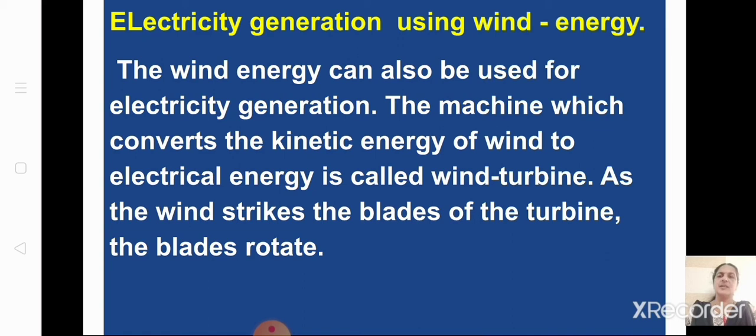As the wind strikes the blades of the turbine, the blades rotate. This you all know. It is kept in a mountainous region or somewhere it is very windy, so there we keep this turbine that rotates. When it rotates, it is converted into electrical energy.